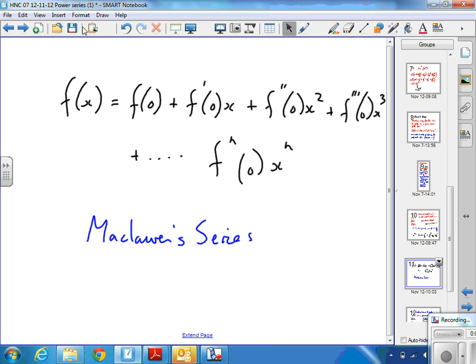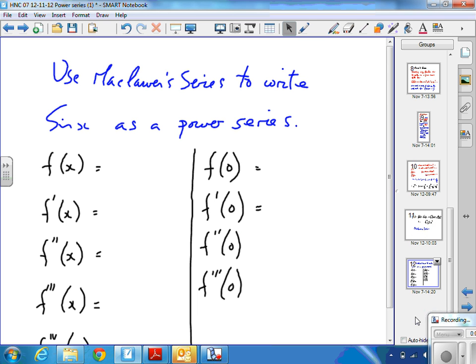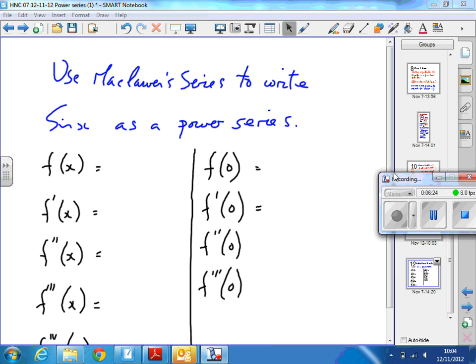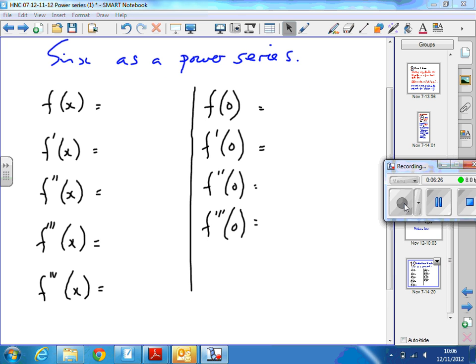So all we're going to do now is set you off, and you can try and find Maclaurin's power series for quite a straightforward function, the sine function. So let's have a look at that. Use Maclaurin series to write sine x as a power series. And I'll just pause while you write this little table out and I'll explain.